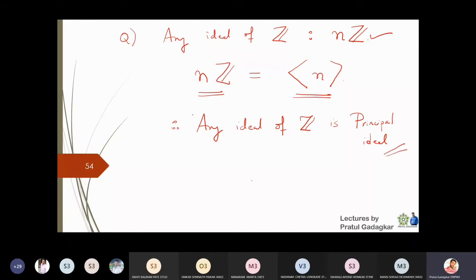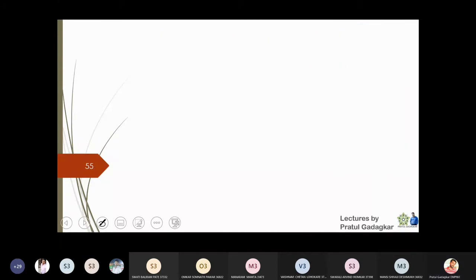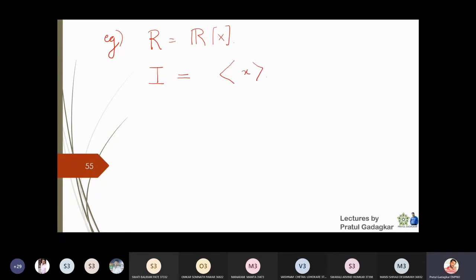Let us take one more example. Suppose I'm working in polynomial rings, so I'm taking the ring to be, say, R[x]. And the ideal that I'm going to take is the ideal generated by x. Now, can we write some elements of this ideal? The elements of this ideal will be, first of all, 0 will be there. Then x will also be there. Therefore, x plus x will also be there, which means 2x is there. Therefore x plus x plus x, which is 3x, is there, right?